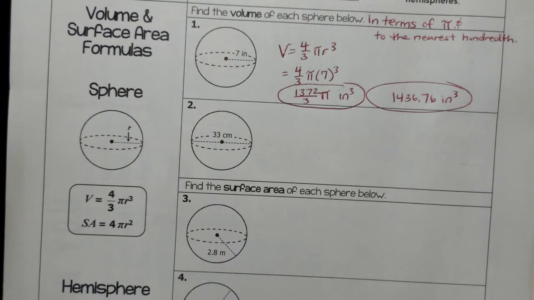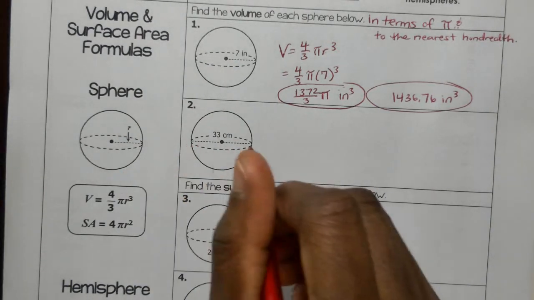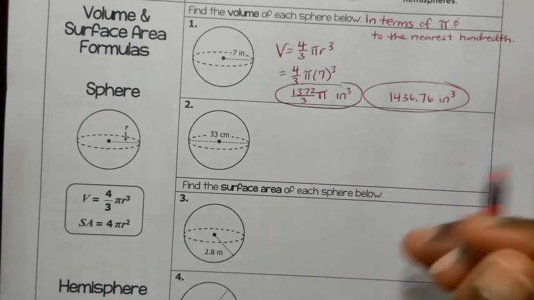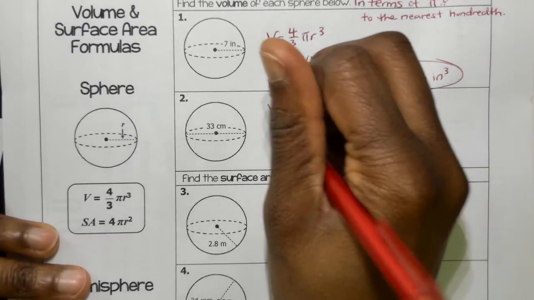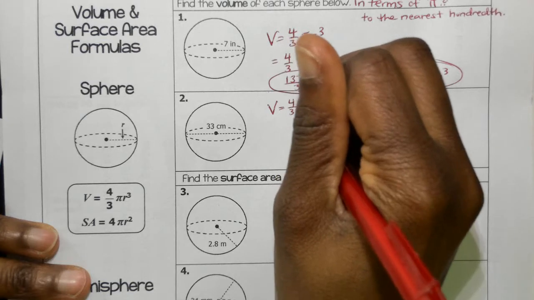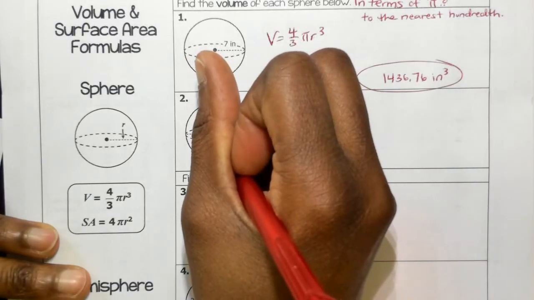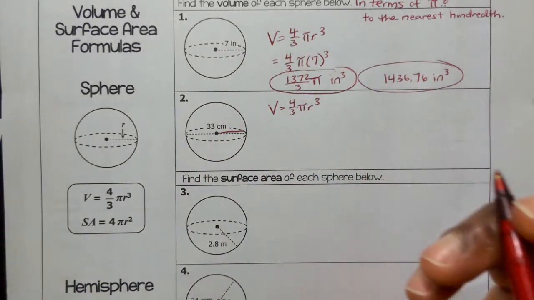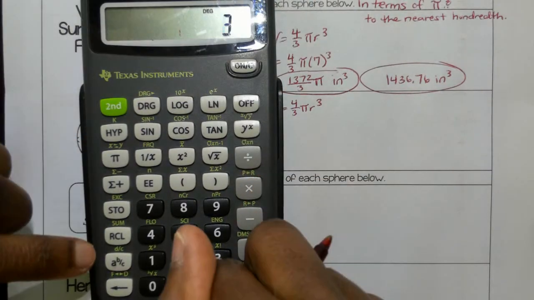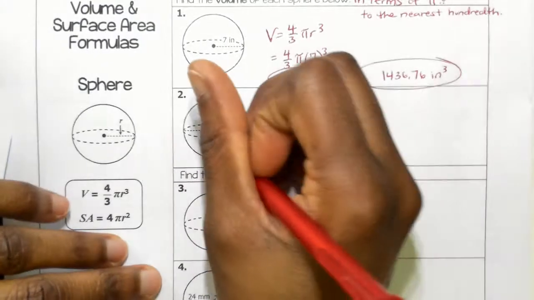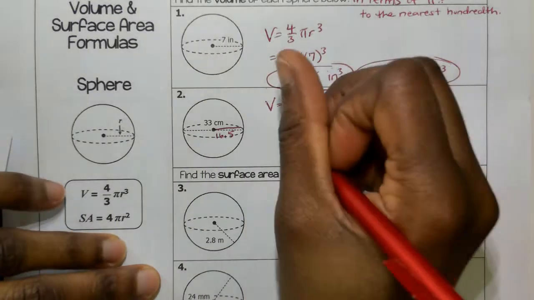Okay, number 2 is the same formula, but they give us the diameter this time. The formula doesn't have diameter in it, so we need to figure out what the radius is. The diameter is always the full length all the way across, and the radius is always half of that. So the radius would be the length from here to here. To get that, we're just going to take the diameter divided by 2. So 16.5 would be our radius.